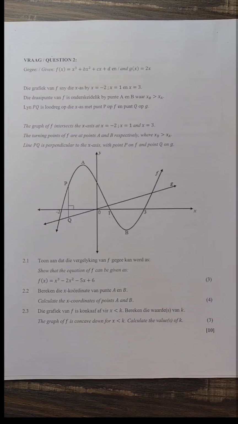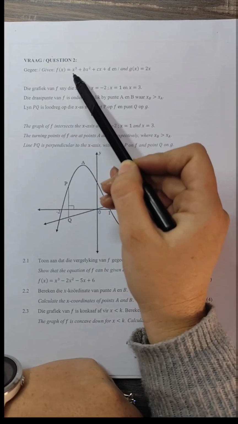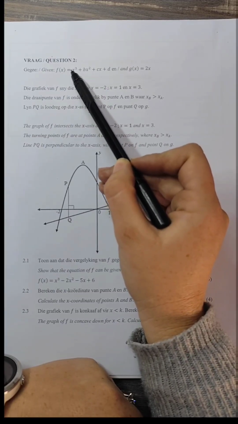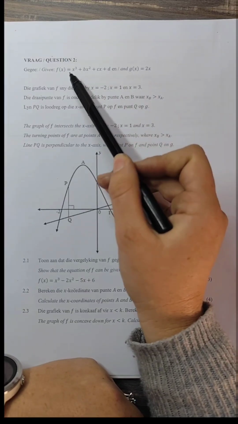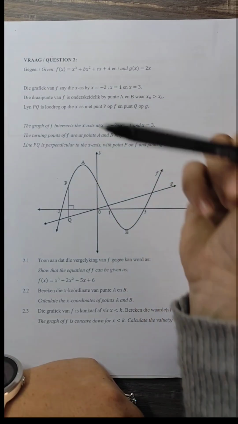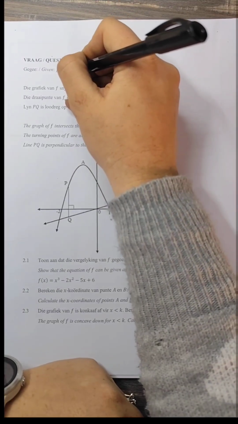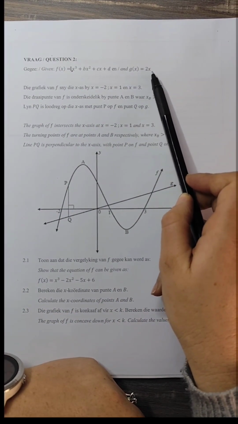Let's have a look at this question. It says, given f of x equals x cubed. Do you see that there, it's not ax cubed plus bx squared plus cx plus d. It's just x cubed. So that's very important. That's a hint to us that already a is equal to 1. Okay, now let's continue. And g of x equals 2.